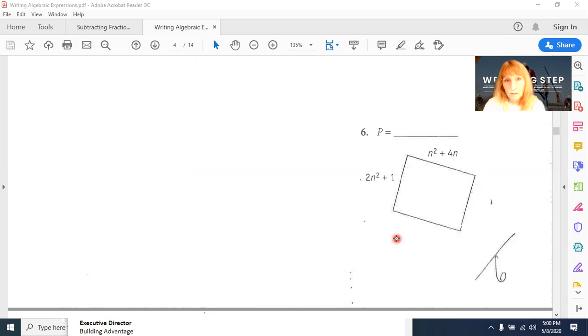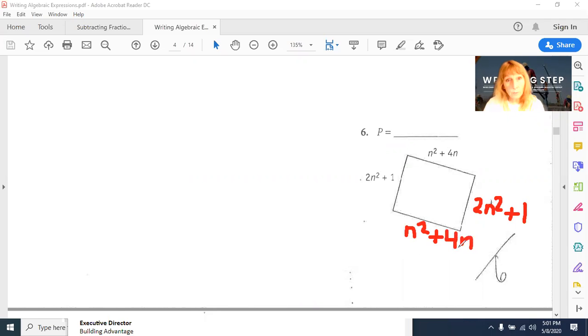Well, if you know anything about a rectangle, you know that opposite sides are equal. So if this side is 2n squared plus 1, the other side then is also 2n squared plus 1. So we'll write that, 2n squared plus 1. And what's this side over here? The opposite side is n squared plus 4n, so this becomes n squared plus 4n.